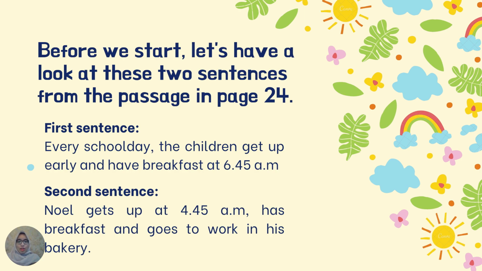So before we start, I want you to have a look at these two sentences that I took from the passage on page 24, which is about the Radford's family. If you guys remember, we went through the text during our previous lesson. So the first sentence: every school day, the children get up early and have breakfast at 6:45 a.m. While the second sentence is: Noel gets up at 4:45 a.m., has breakfast and goes to work in his bakery.